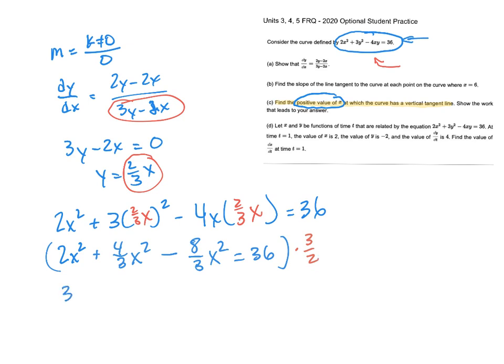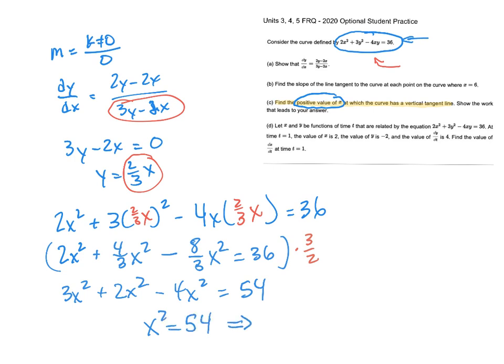That makes 3x squared plus 2x squared. And then this is going to be minus 4x squared. Oh, that's convenient, because that just equals x squared. Now I just have to be careful here. 36 times 3/2, that's going to be 18 times 3 is 54. And so I end up with x squared equals 54.